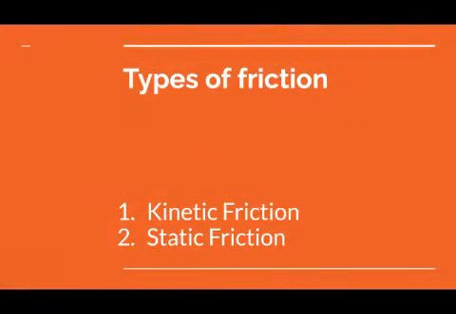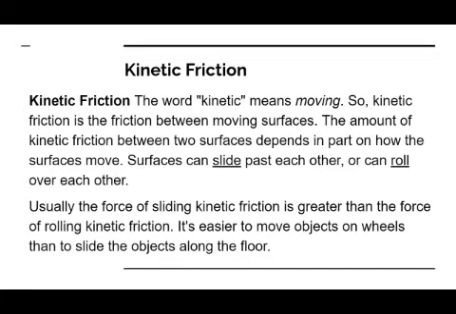We will finish up our lesson on friction by talking about the two types of friction there are. The first one is kinetic friction. The word kinetic means moving. So kinetic friction is the friction between moving surfaces. The amount of kinetic friction between two surfaces depends on how the surfaces move. Surfaces can slide past each other or can roll over each other. Usually, the force of sliding kinetic friction is greater than the force of rolling kinetic friction. It's easier to move objects on wheels than to slide the objects along the floor.